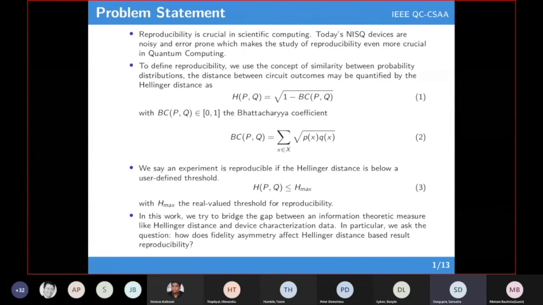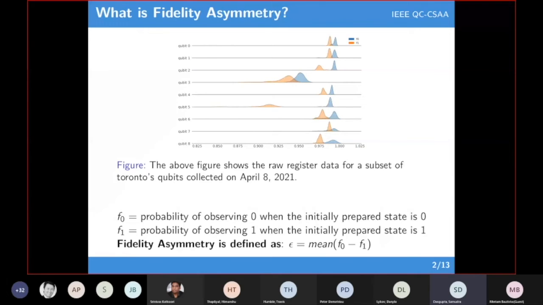In some ways, this work is trying to bridge a gap between the information theoretic measures like Hellinger distance and device characterization data. In particular, our scope is very limited. We are investigating the question of how initialization fidelity asymmetry affects Hellinger distance. I have not defined asymmetry yet, but I hope you got an understanding of reproducibility from this slide. So now I'll define what we mean by fidelity asymmetry.